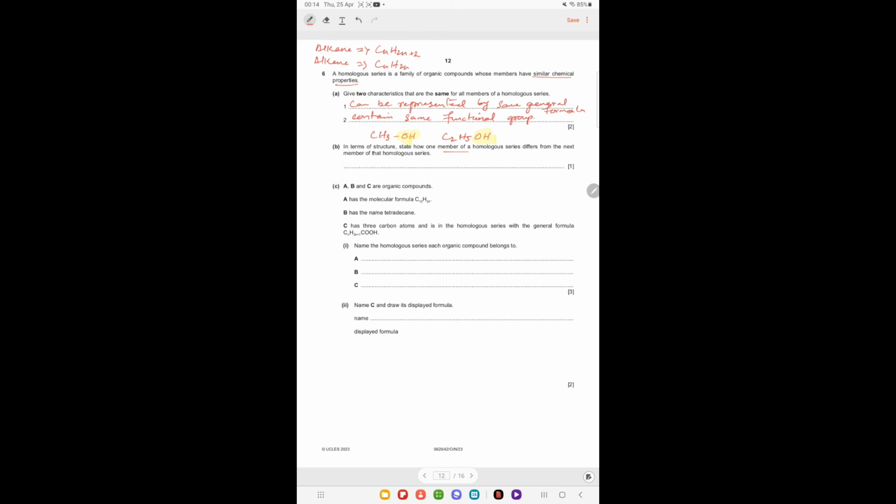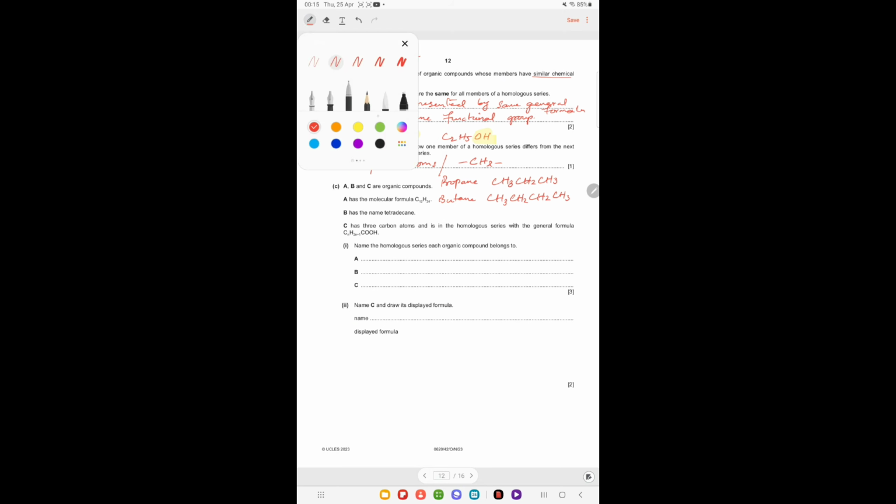In terms of structure, state how one member of a homologous series differs from the next member of that homologous series. That is the number of carbon atoms, or you can say they differ by a CH2 unit. For example, let's take the example of alkanes. We have propane and we have butane. Its formula is going to be CH3CH2CH3, and butane is going to be CH3CH2CH2CH3. There should be 4 carbon atoms in butane.